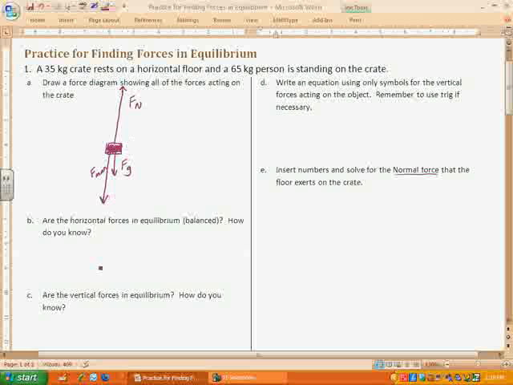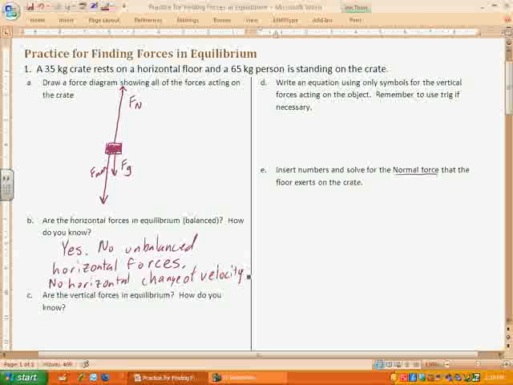Alright, so we look at it and we say, yes, the horizontal forces are in equilibrium because there are no horizontal forces. There's nothing unbalanced. So no unbalanced horizontal forces. Okay, we can also say that, as we know, its velocity horizontally is not changing, right? It's not moving side to side or speeding up or changing direction. And so there's no horizontal change in velocity or acceleration. Okay?